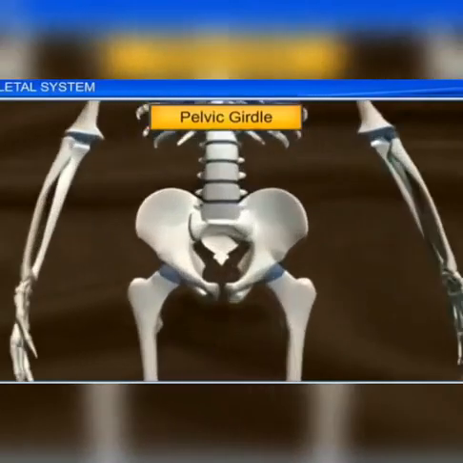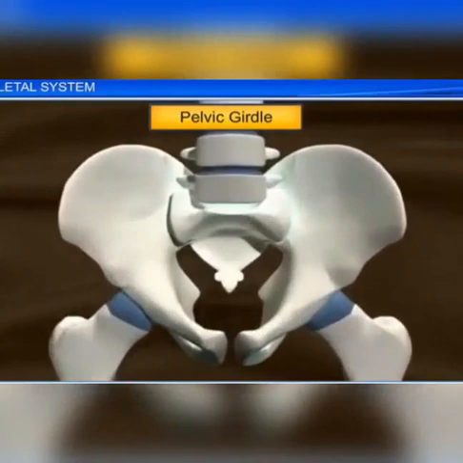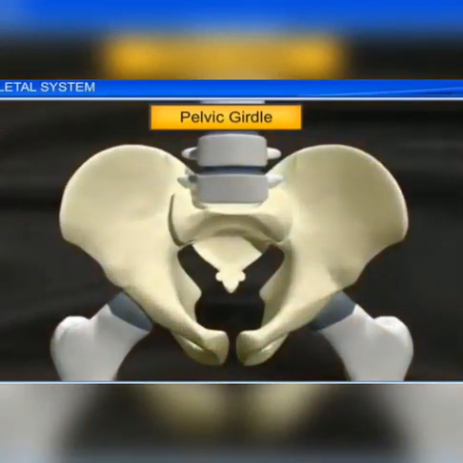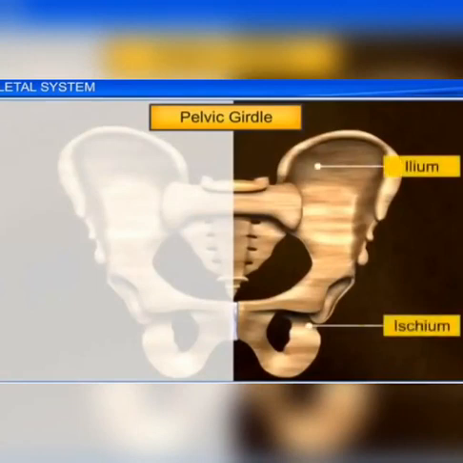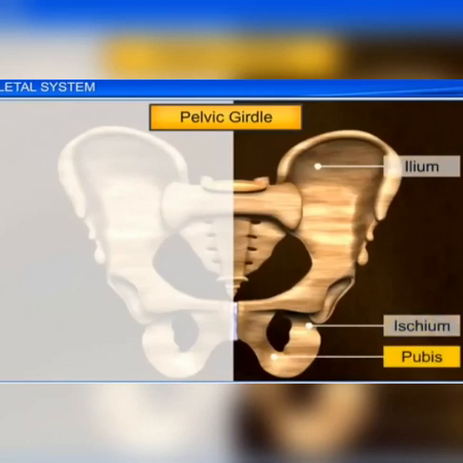Next is the pelvic girdle. The pelvic girdle is a heavy structure specialized for weight bearing. It is composed of two hip bones called coxal bones that secure the lower limb to the axial skeleton. Each coxal bone consists of three fused bones. You can see in this: ilium, ischium and pubis.